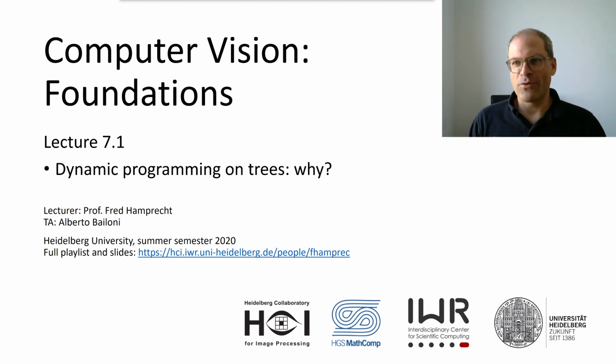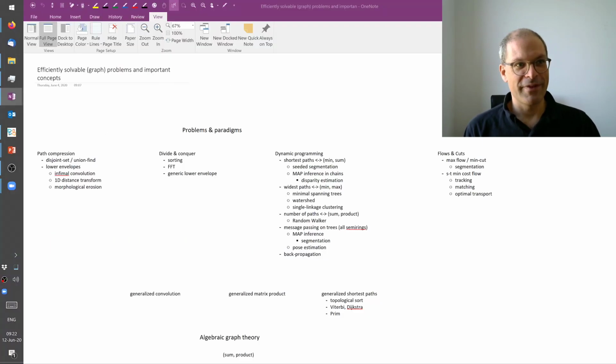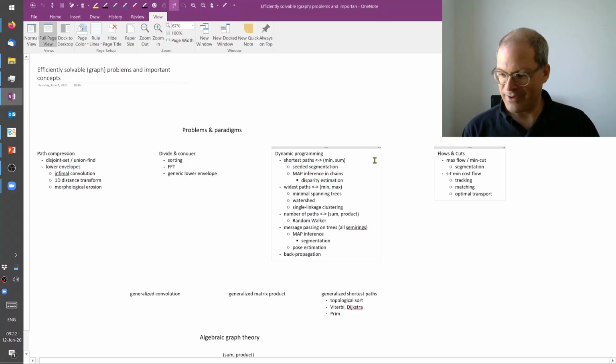All right. So last week we started talking about dynamic programming, or more particularly, how to compute shortest path. And we looked at uses of shortest path in computer vision. So this is what we've been talking about last time. And today we will be here.